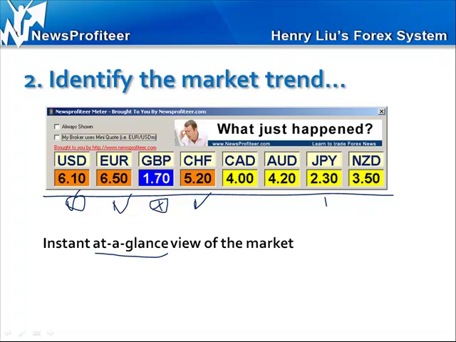You don't need to look at the pound-dollar chart. You don't need to look at the euro-pound chart. You don't need to look at the pound-yen chart. By looking at this, you already know what you need to do, and then all you need to do is just to confirm.